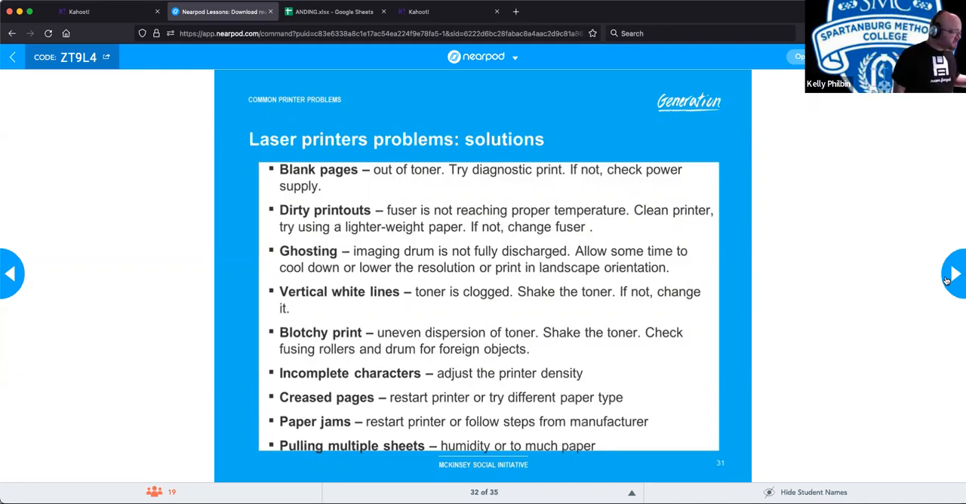Blotchy prints. Some of it's darker, some of it's lighter. It means you're getting low on toner and it's unevenly distributed. Take it out, rock it back and forth, put it back in. Should work for a little while.